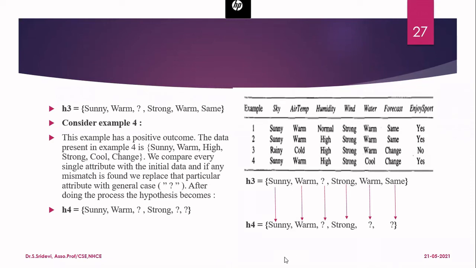Yes or no? I'm getting answers now. Not enjoying the sport. Yes, correct. The answer will be no. The reason is, when you want to say the answer as yes, sky should be sunny, air temperature should be warm, and wind should be strong. Other parameters can be anything, but these three parameters should have only these values. So whichever has that particular condition, there only you will have yes.